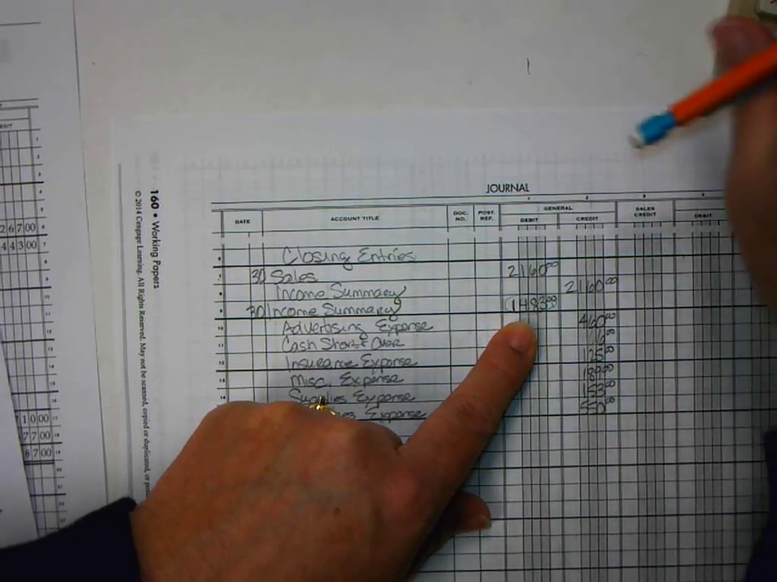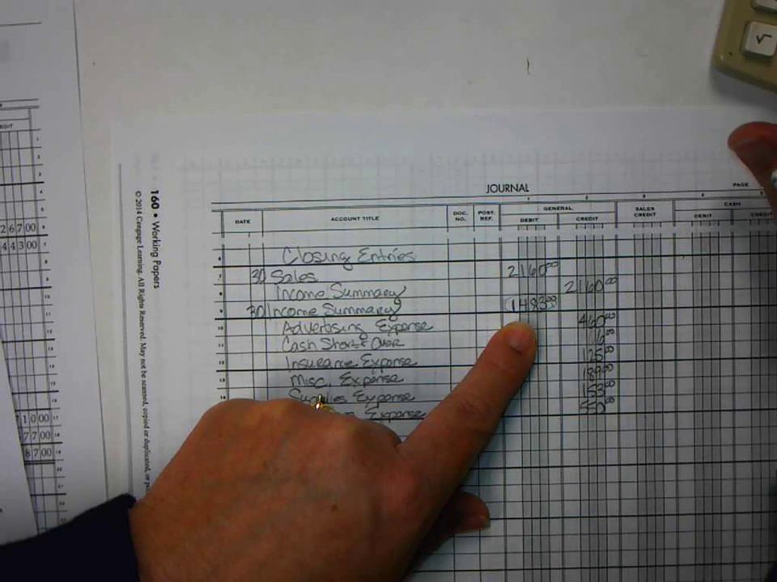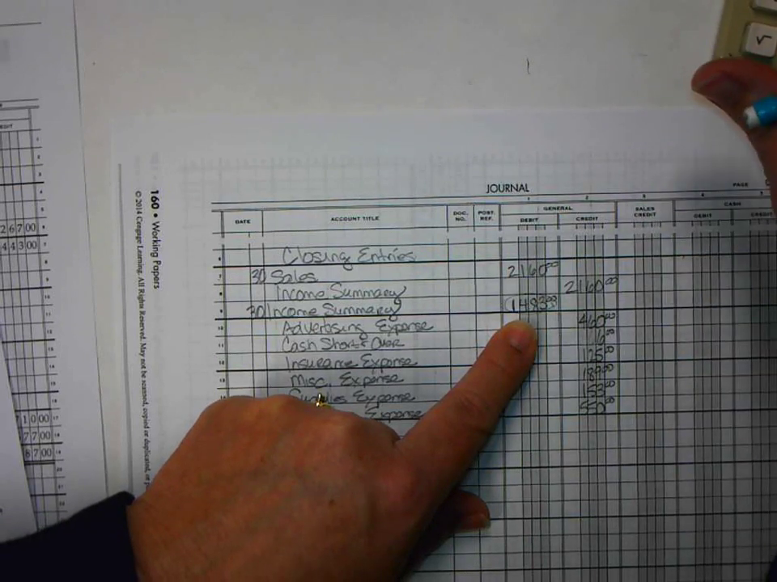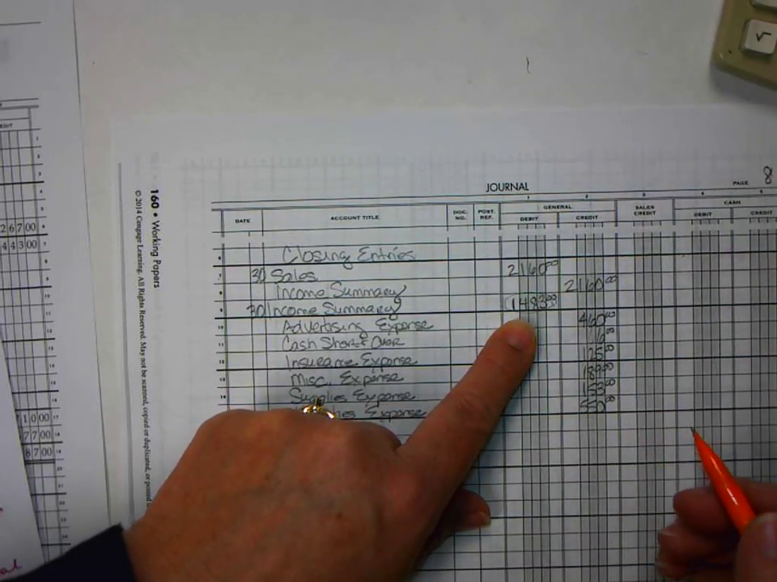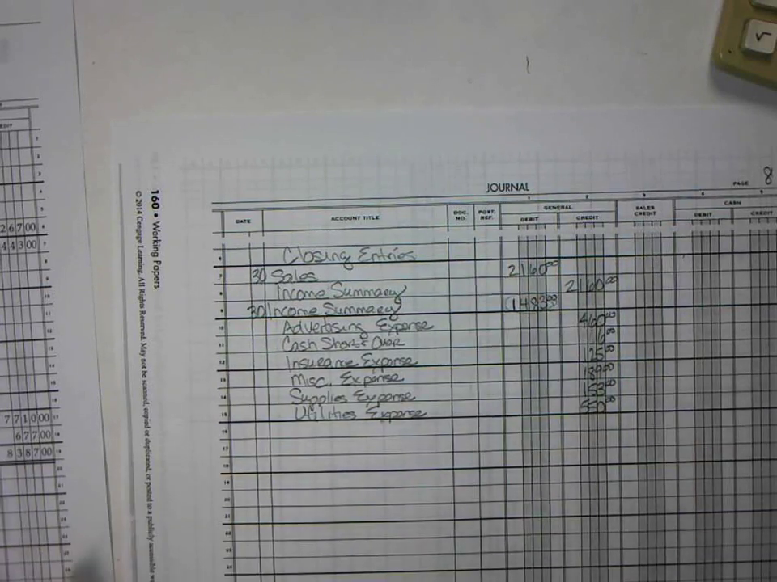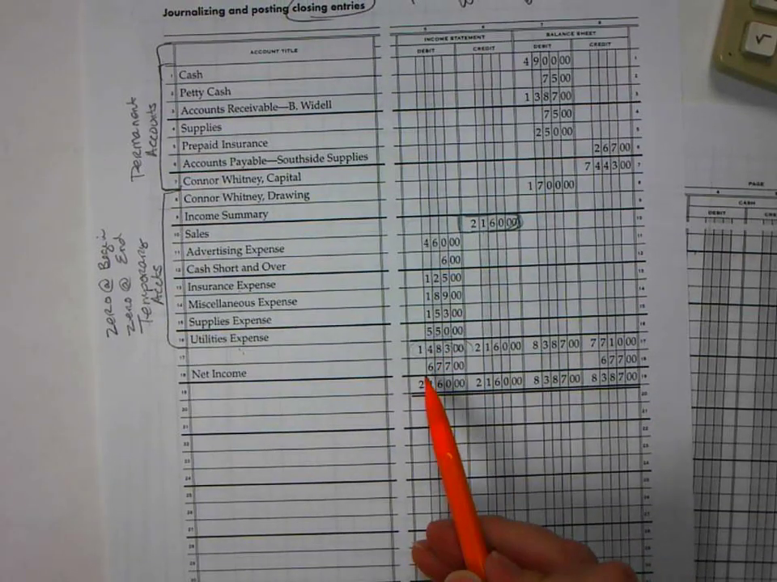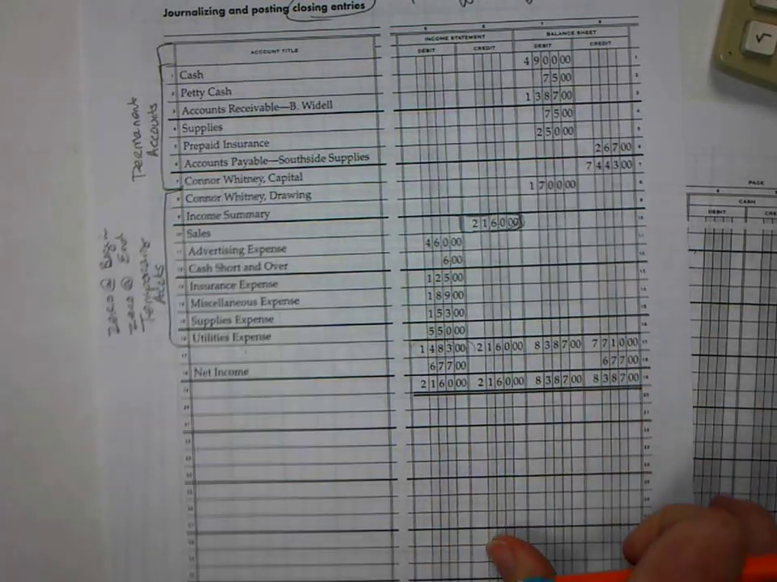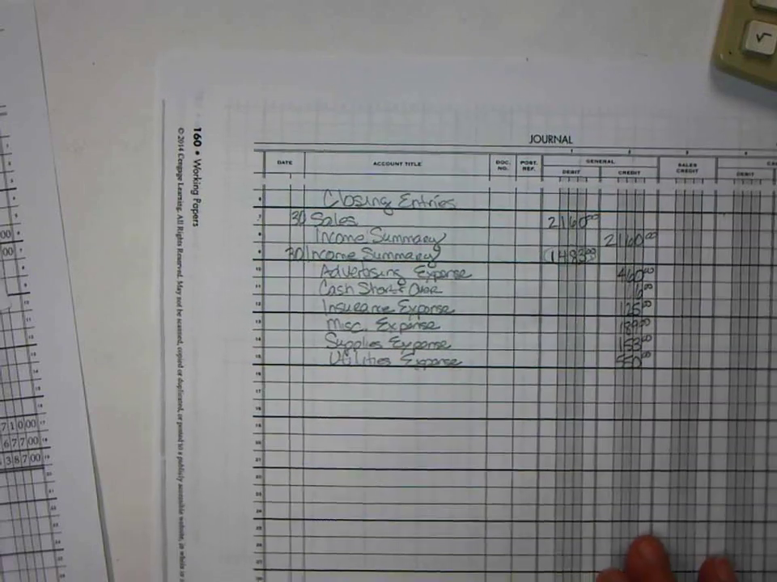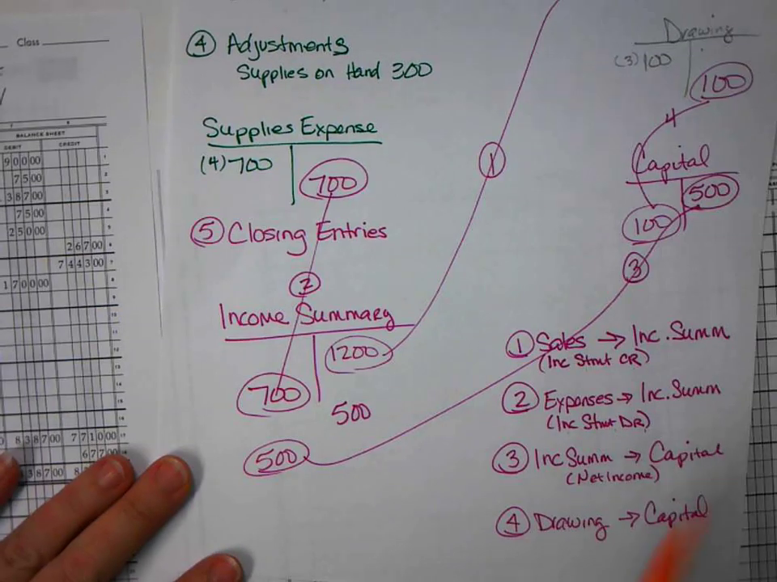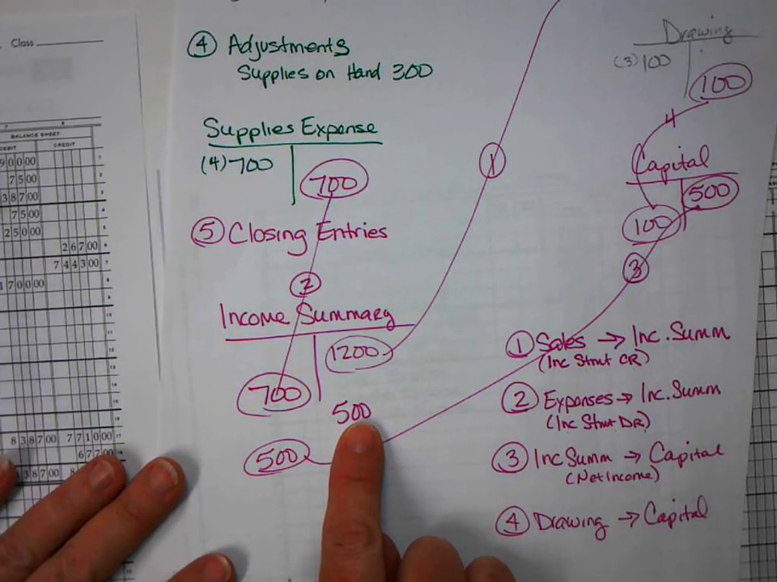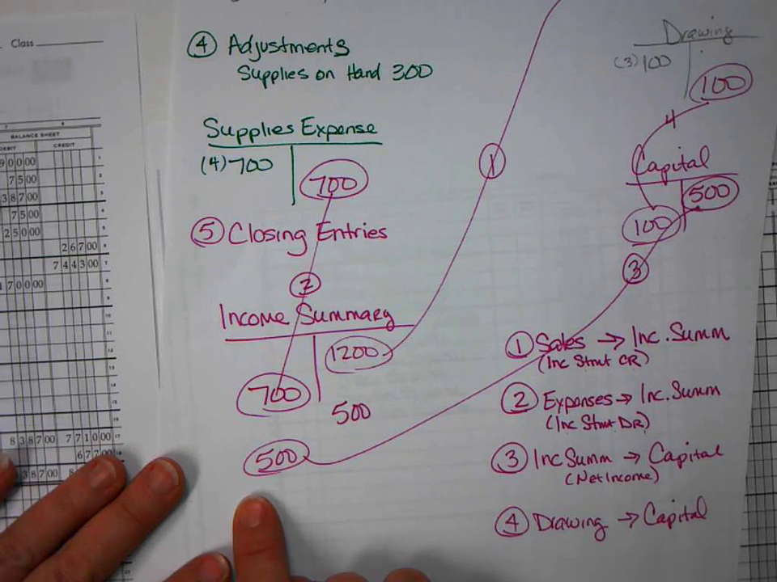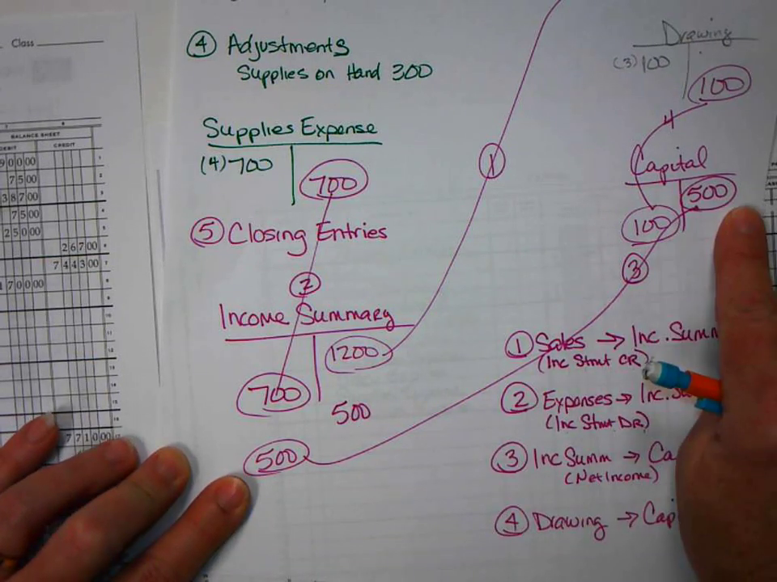2,160 minus 1,483, 677. Okay, where else do we see 677? Right there, right? Always good to check the math. But it's coming off your worksheet as well. Because at this point you are just transferring the net income. Okay, so again, here's our balance. It's a credit balance. We zero it out with a debit and a credit to capital.